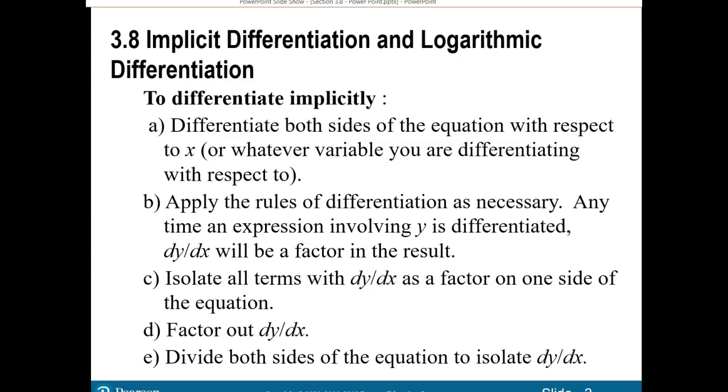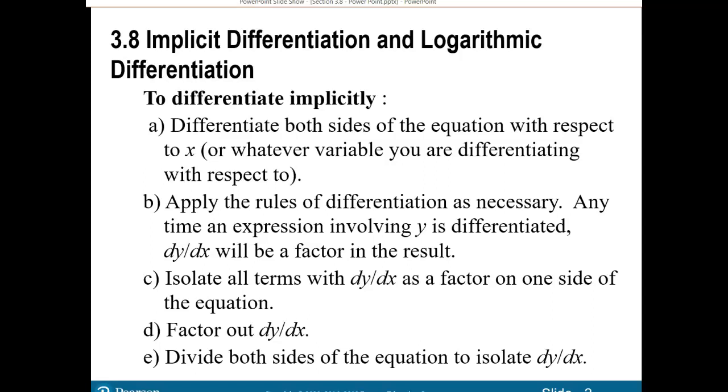As you do that, you have to keep in mind that when you see the variable y, it is a function of x. It's just that you don't have the y all by itself on one side. So when we think about it that way, we apply the rules of differentiation as necessary. You'll have to recognize when you're needing a chain rule or a product rule or a quotient rule. Anytime an expression involving y is being differentiated, you always follow it with dy dx. The reason for that is it's an application of the chain rule. Remember, the variable y is a function of x, so the dy dx part is the derivative of the inside. We'll see that in the next few examples.